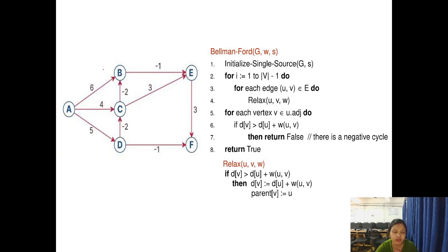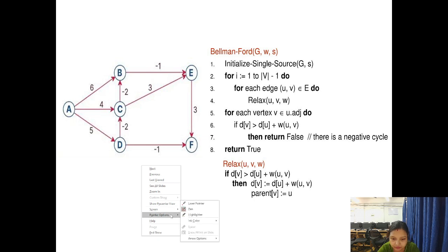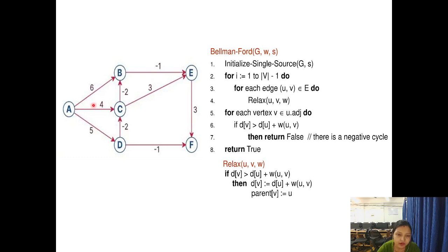Before we start, this is an example graph. You can see the graph here. All the circles are named A, B, C, D, E, F. These are the nodes or vertices, that is, V of the graph. All the red marked lines are the edges of the graph, and all the weights, this 6, 4, 5, -2, -1, these are the weights associated with the edges of the graph.